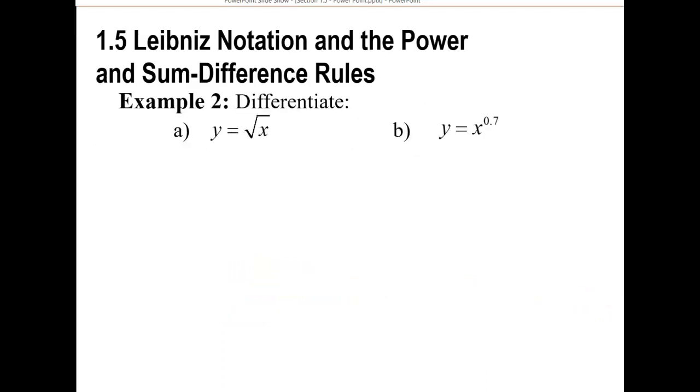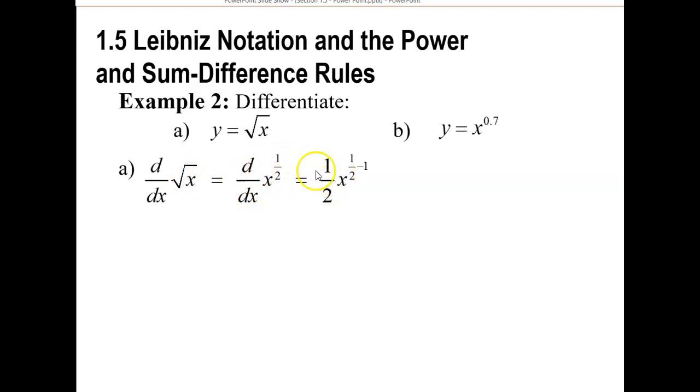All right, differentiate. Y equals the square root of x and y equals x to the 0.7. Okay, on this first one, we have to rewrite the square root of x using exponents. So the derivative with respect to x of the square root of x will be the derivative with respect to x. We're going to rewrite this as x to the power of a half.